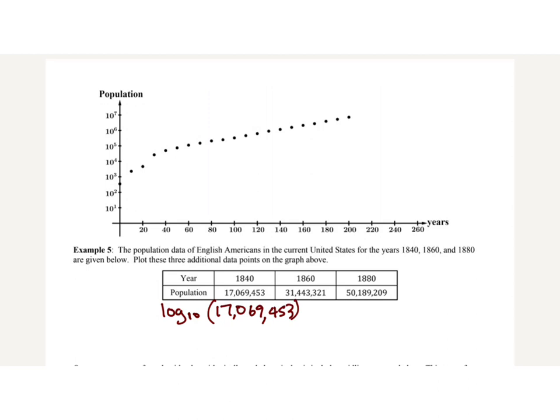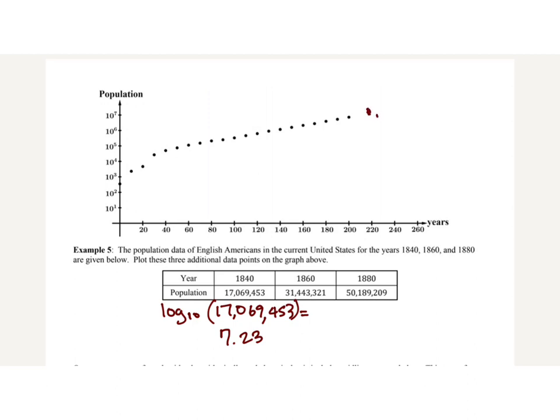17,069,453. You're going to do log base 10 of that number. 7.2. Okay, it gave me 7.23. Yeah. So you're going to plot that at, this is year 1840. So we're 220 years after 1620. You're going to go up to 10 to the 7.2, 10 to the 7.2 power.